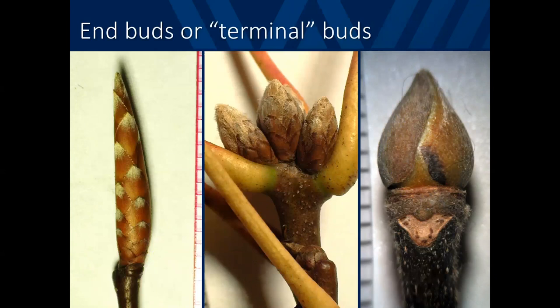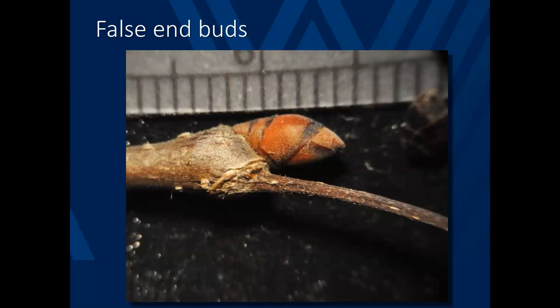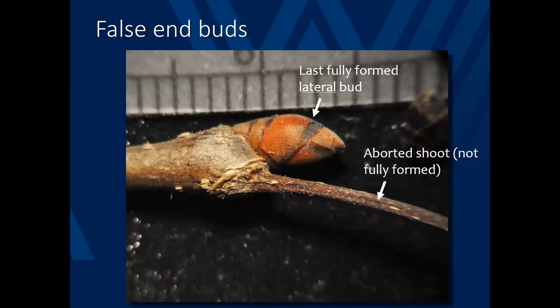We can also get false end buds. Some trees have what's called indeterminate growth form, which means that the stem will keep growing and producing new leaves until the growing conditions are unfavorable. So too dry, too cold, short day length, things like that. And so what happens at that point is that the portion of that stem will just dry up and fall off. And what happens is the last fully formed lateral bud appears to be a terminal bud, but really it's a false terminal bud, or sometimes people call it a pseudo-terminal bud.